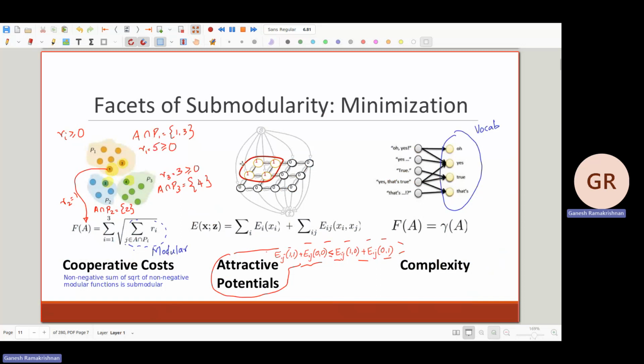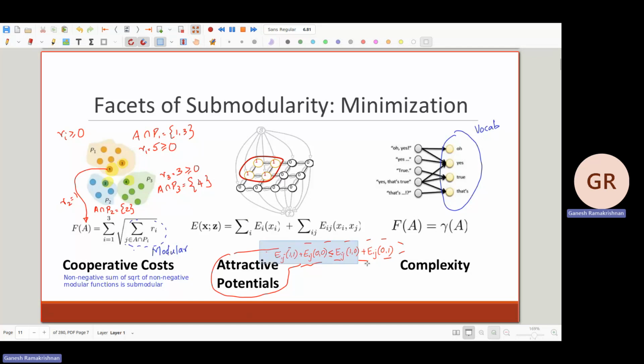Or attractive potentials, another very classic example. I'm trying to minimize the energy associated with spins, the direction of spins of different electrons. If they are spinning in the same direction, then you have repulsion. So you need to have opposite directions, right? So attractive. You want to minimize the energies.